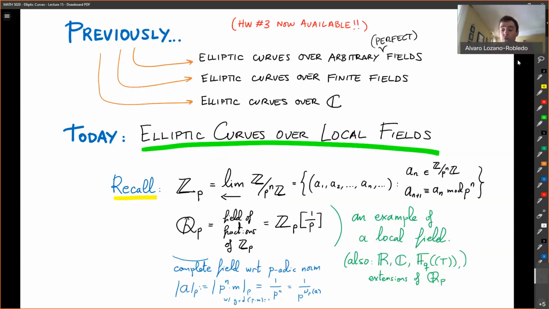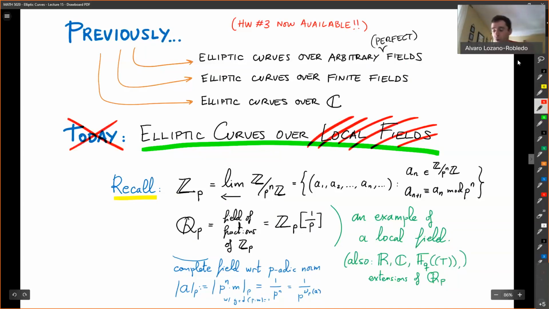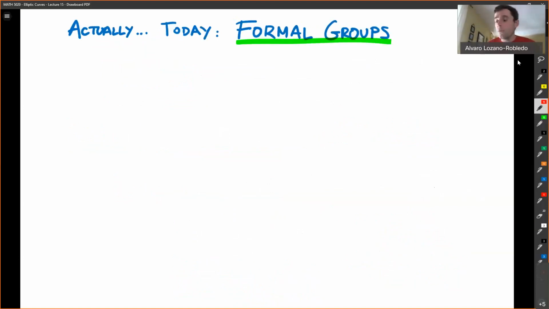All that said, we're actually not going to start right away talking about elliptic curves over local fields today, so that is not really true. What we're going to do today is take a little detour to talk about formal groups, which is the way we are going to eventually talk about elliptic curves over local fields. So let me give you an explanation of what we are going to do and why we care about formal groups in terms of elliptic curves.